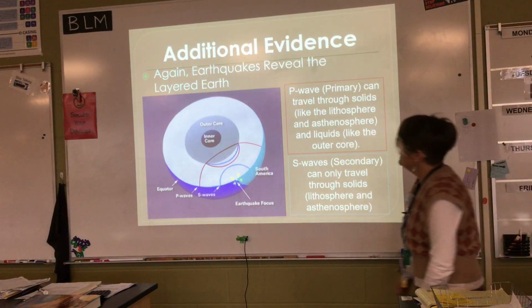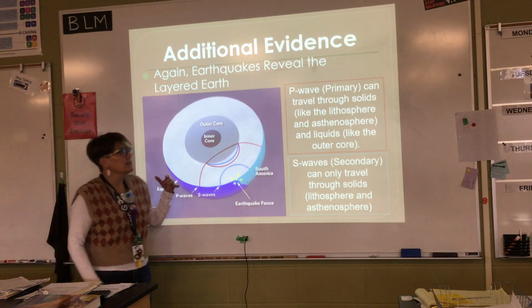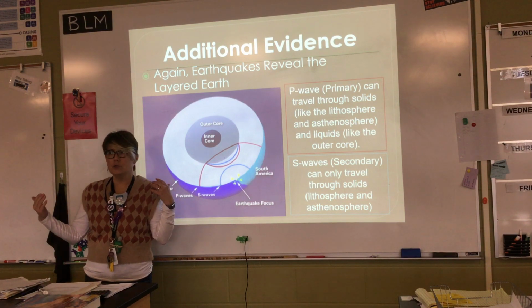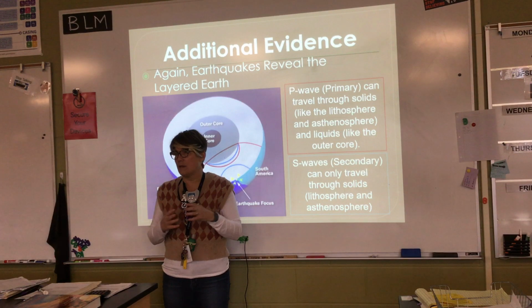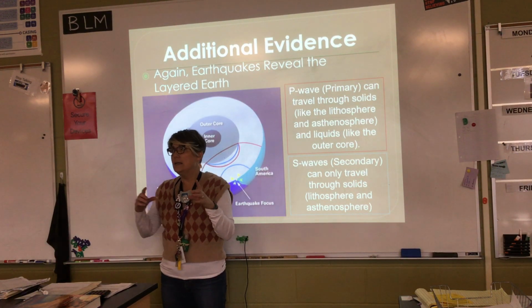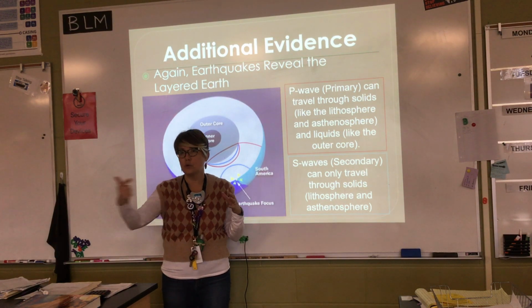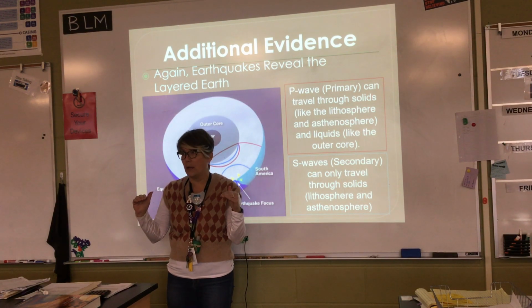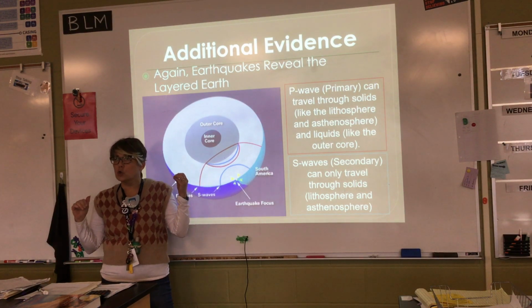Additional evidence. Again, earthquakes can reveal that we have a layered earth. We've got different earthquake waves that we're going to learn about next unit, but I want to introduce you to them right now. When there's an earthquake, there's what's called a P wave. That's the primary wave. That is the wave that moves the fastest, and it is the first wave to get to you if you live in a city and there's an earthquake that's going to be passing through. It is the least destructive earthquake. And so what people are trying to do is use the P wave as an early warning system.